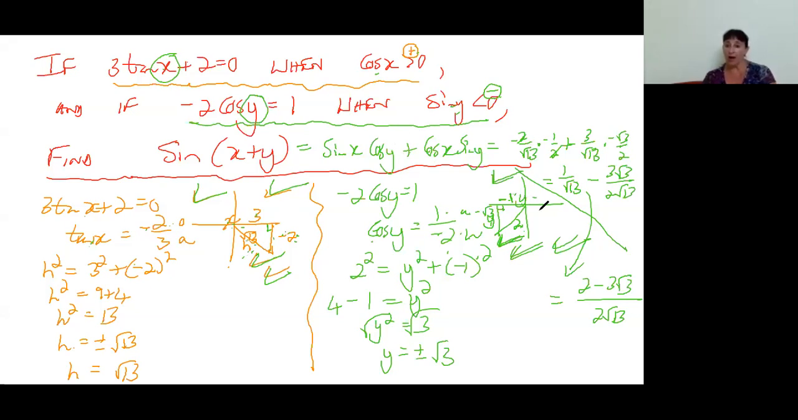Cos of y is adjacent over hypotenuse, plus cos x is adjacent over hypotenuse, 3 over √13. Sine y is opposite over hypotenuse. Right, so √3 over 2, well, minus √3 over 2. Okay, and then you simplify that.